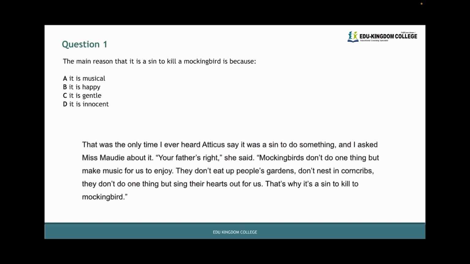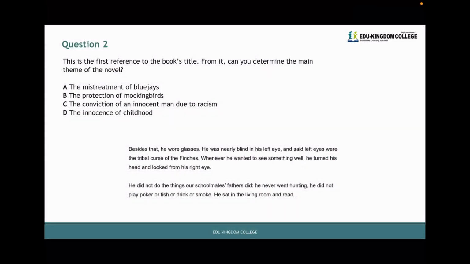If you look at the extract put on the screen, mockingbirds are seen as innocent because they only bring, I guess, goodness to human lives, right? They don't do anything harmful. They're well-intentioned creatures. So the answer for question 1 would be D. Mockingbirds are innocent.